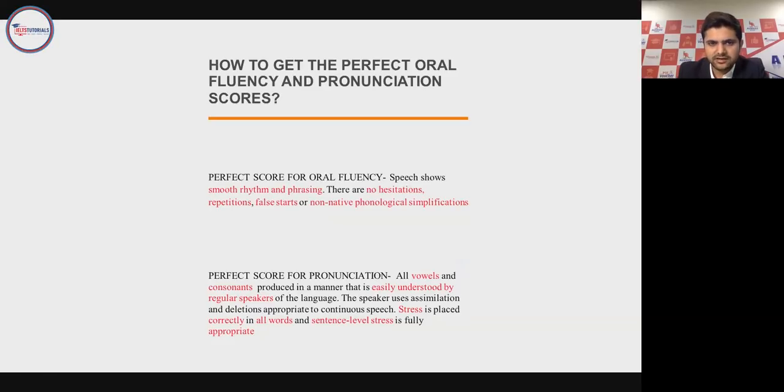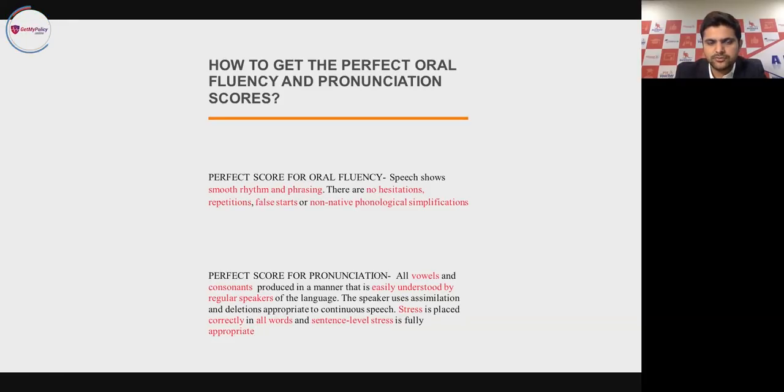That means without any ah, um, uh sounds between words when you are speaking, or in between the sentences. And there should be no hesitations, no repetitions, no false starts. That means you just start with a word and then you stop and then you again start. That is not accepted. And there should be no non-native phonological simplifications. That means that if there is a particular word, you should not break down that word in a way that it becomes incomprehensible.